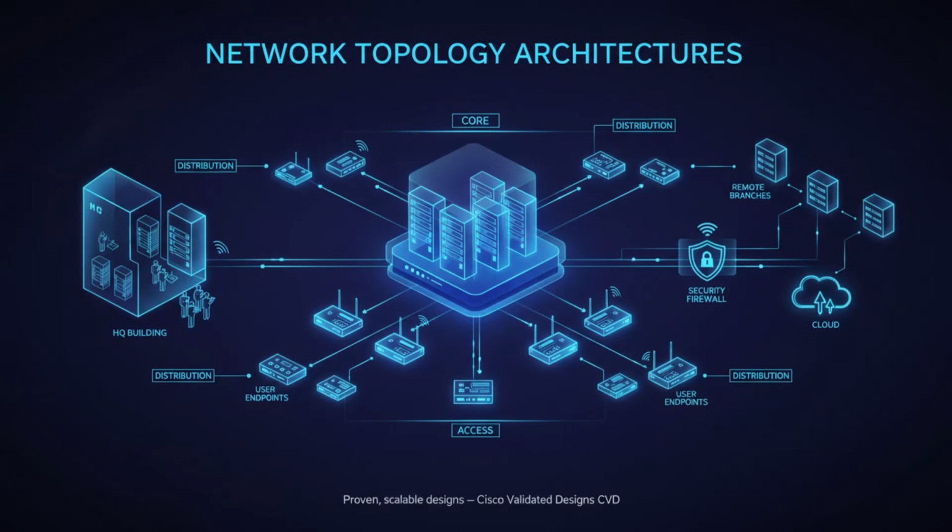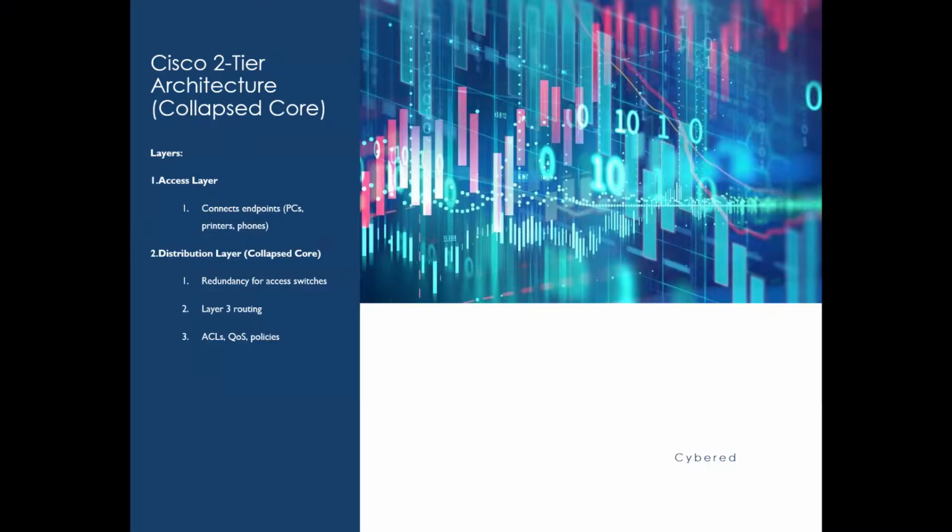Network topology architectures. Designing a network requires planning, understanding requirements, and choosing appropriate equipment. Cisco provides Cisco Validated Designs, CVDs, to guide engineers with proven, scalable architectures. So we have the Cisco two-tier architecture, collapsed core, used for single buildings or smaller campuses.